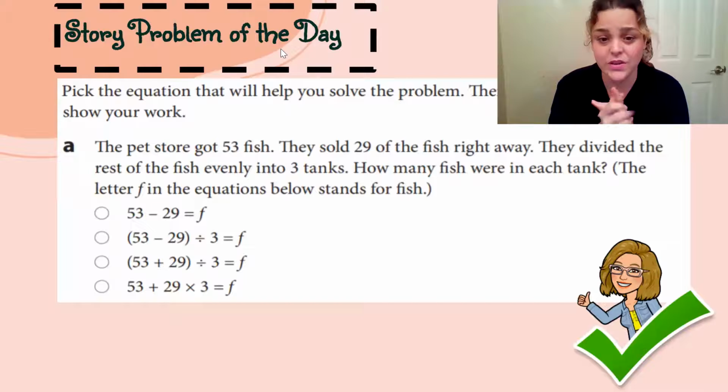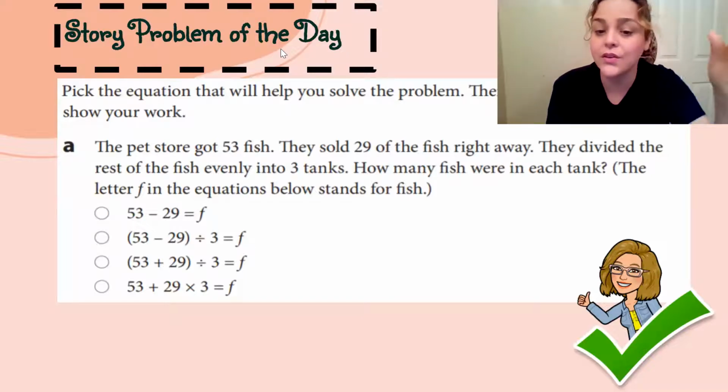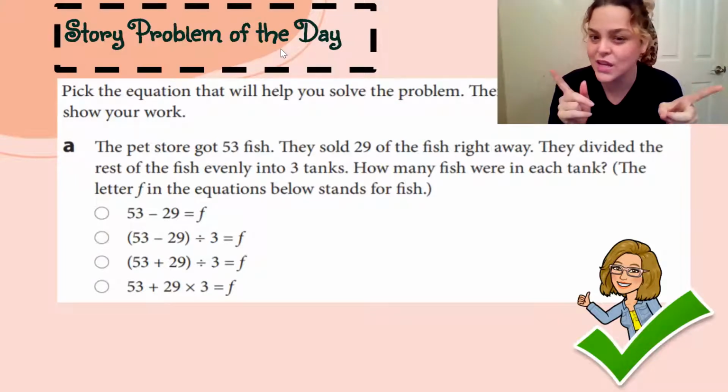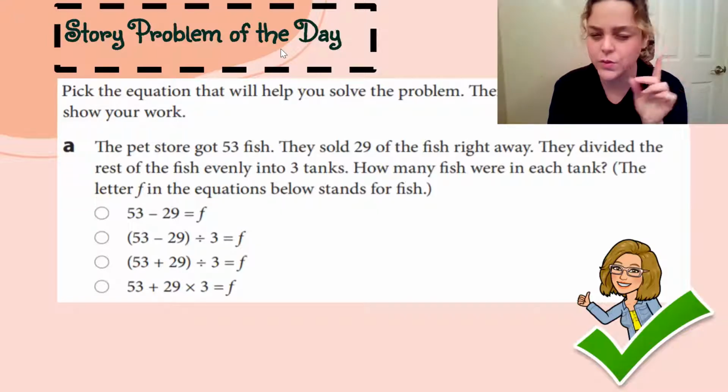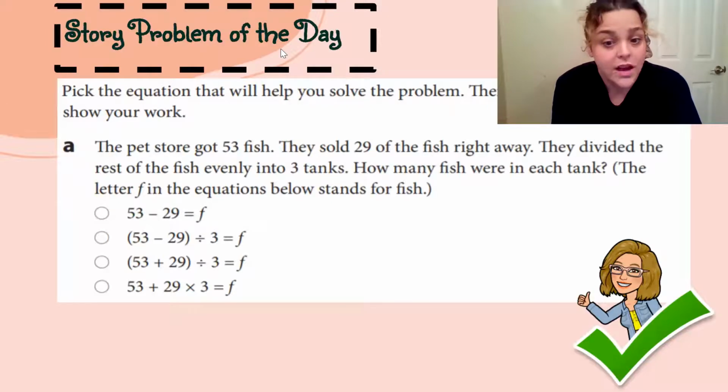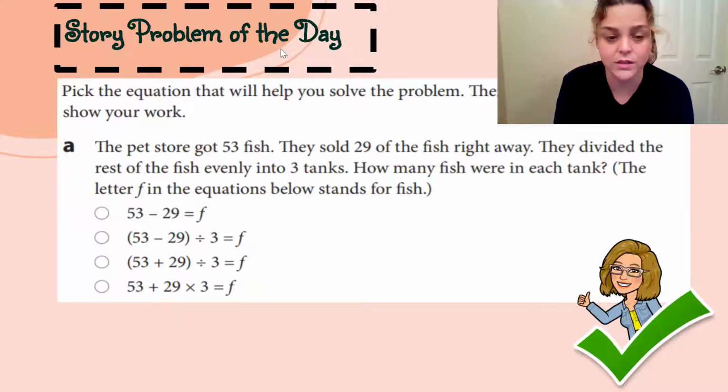The letter F in the equation below stands for fish. Here are the options. As I'm reading them out, you're thinking like, which one can I eliminate? Which one doesn't make sense? Which one is missing information, and therefore I can eliminate that one? Like option A, 53 minus 29 equals F. Option B, 53 minus 29 divided by 3 equals F. Option C, 53 plus 29 divided by 3 equals F. Last option, 53 plus 29 times 3.